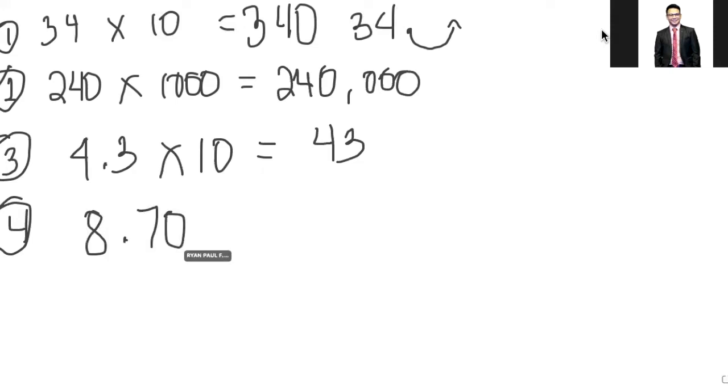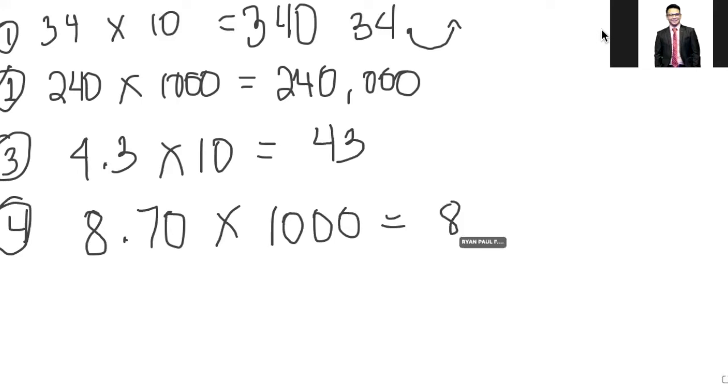8.70 multiplied by 1000. Again, we will move the decimal point, this time 3 units to the right because we are multiplying it by 1000. Sometimes we associate the number of times we move the decimal point depending on the number of zeros. Because this has 3 zeros, it means we will be moving the decimal point 3 units as well. So that will give us 8,700.